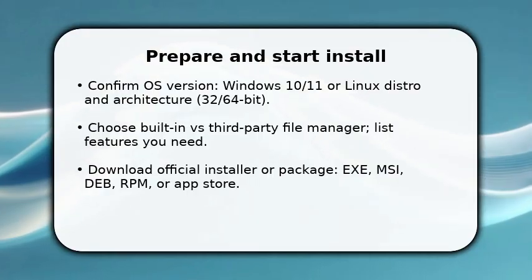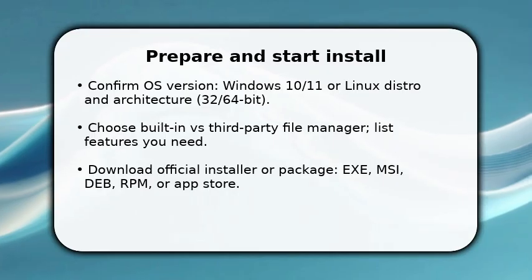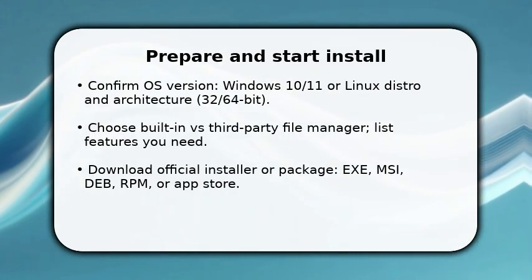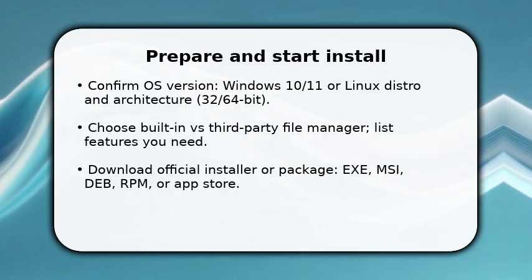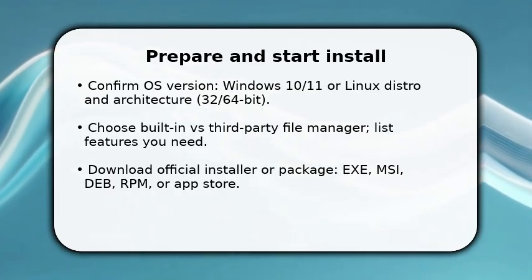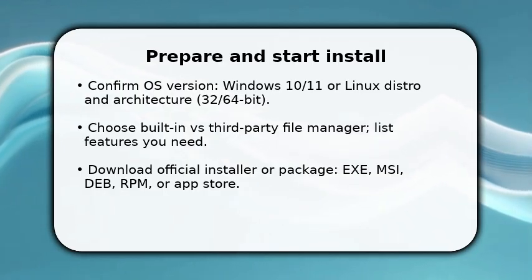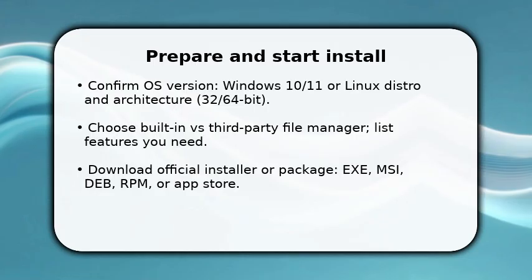You begin by verifying your OS and architecture, so you pick the correct installer. This avoids compatibility problems. Once done, decide whether the built-in Explorer is enough or if you need features like dual pane, tabs, or FTP. Next, download the official package for your platform.